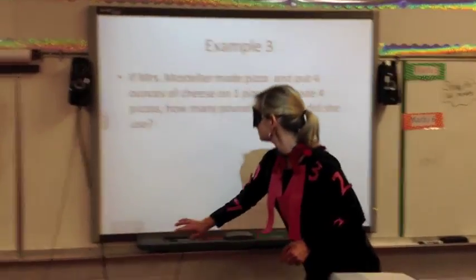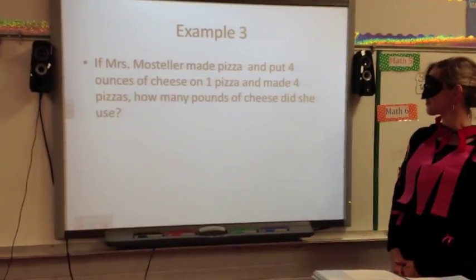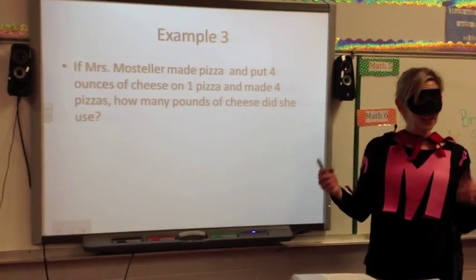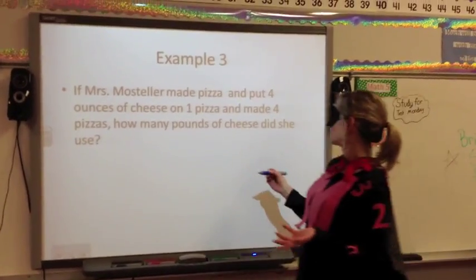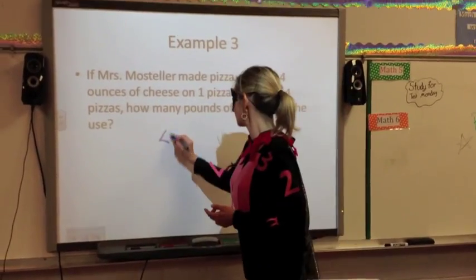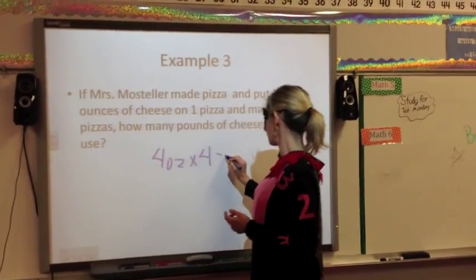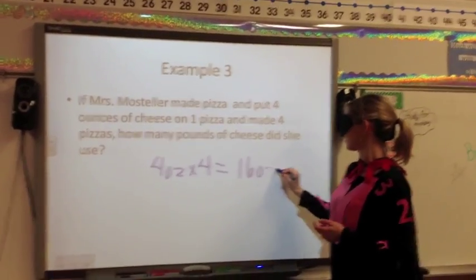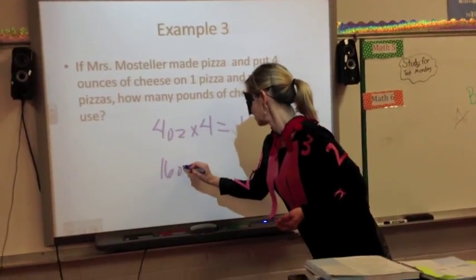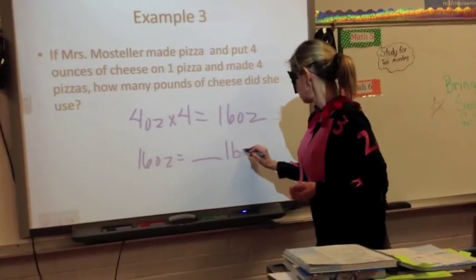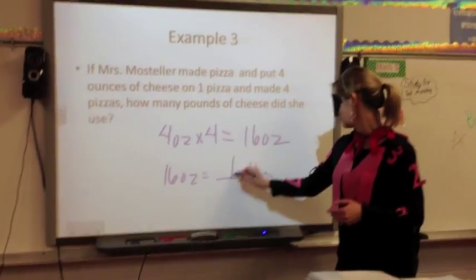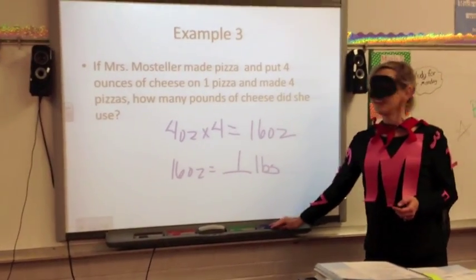Okay, next example. You can read it yourself. The first thing we have to do is figure out how many ounces of cheese are on one pizza. On one pizza she puts 4 ounces, and she makes 4 pizzas. So 4 ounces times 4 pizzas is 16 ounces. How many pounds is that? We're converting 16 ounces to pounds, and there are 16 ounces in a pound, so 16 divided by 16 is 1 pound.